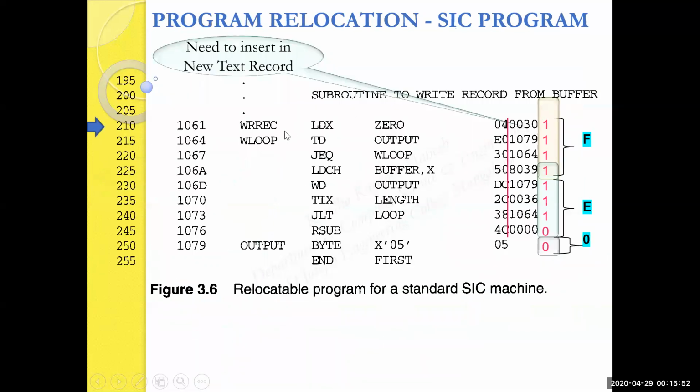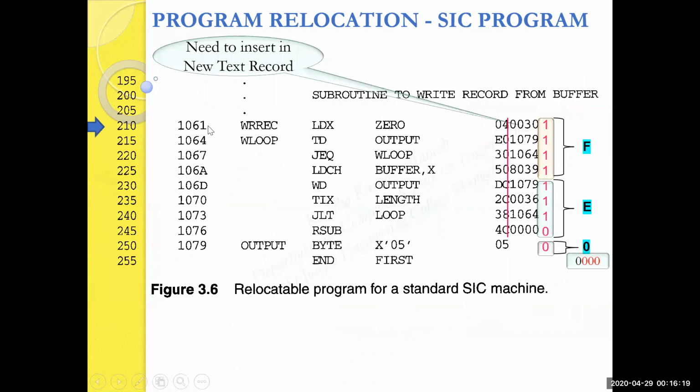Now moving to the last subroutine, WREC. We shall see what text records are generated for this. In one text record, we can keep at the most 10 instructions. So we have 4 plus 4, 8 plus 1, 9 instructions here. So we can keep the entire object code in one text record. The bit mask here is FE0. The starting address for the text record is 1061.